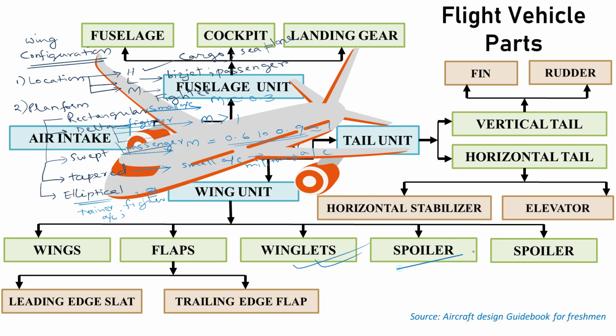Okay. Now spoiler, you are well aware where it is located and when it is used. When are the spoilers used? To create drag. The spoiler is on the top of the wing of the aircraft, and it is used for braking. It is used to create drag, so it is located over the surface of the wing.